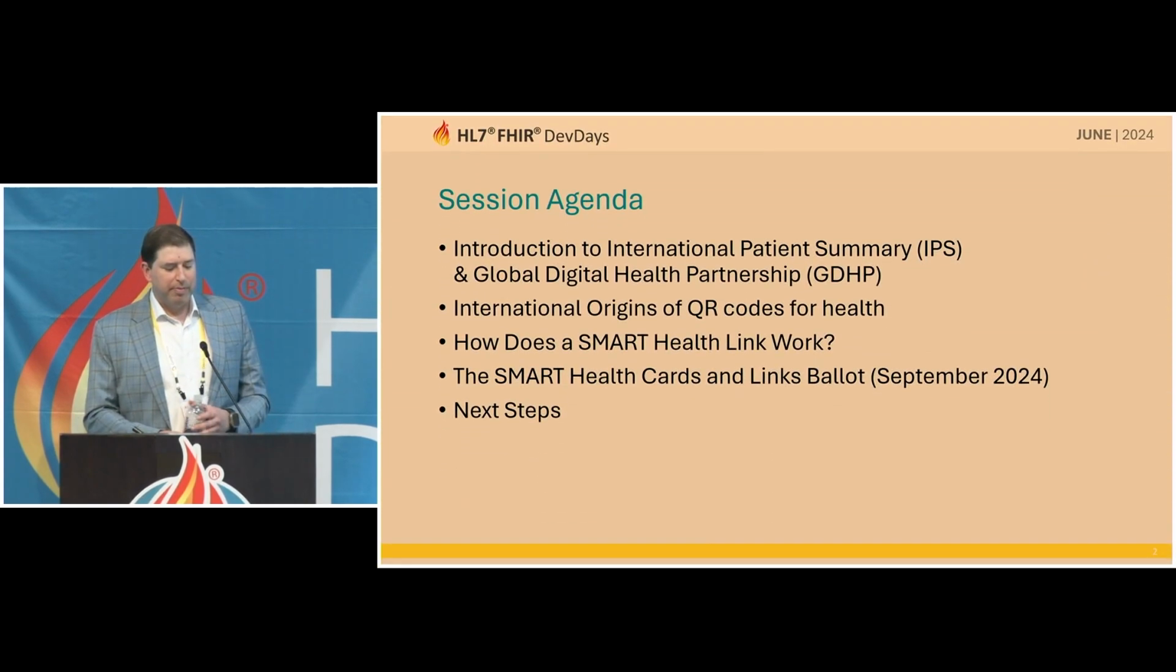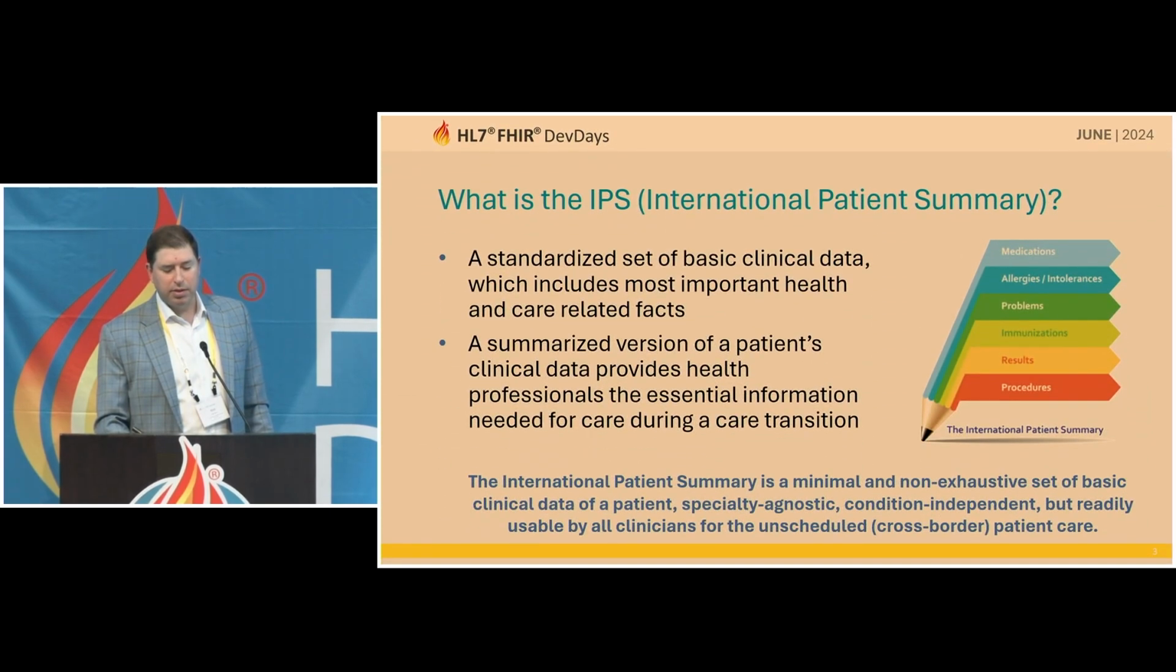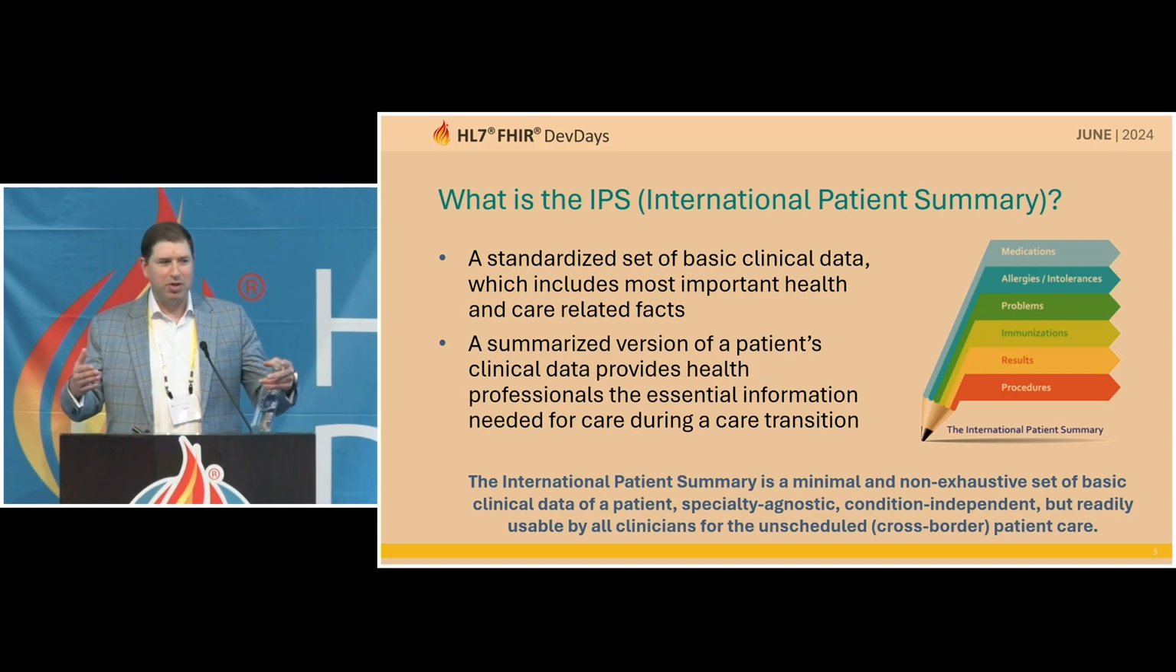I'm going to talk a little bit about IPS and the Global Digital Health Partnership, some origins of the QR codes for health around SMART Health Links work, and then talk a little bit about next steps and the ballot that will happen in September, but some of the work we're doing now to get to September to do the ballot, with hopefully publishing a version of SMART Health Links and cards by the end of the year. In a few slides, I have a little bit of a surprise, so just wait for that. That'll keep you in your seats for a few minutes.